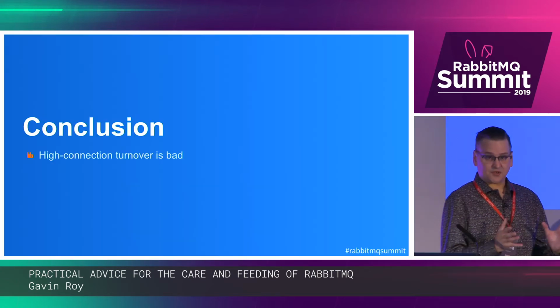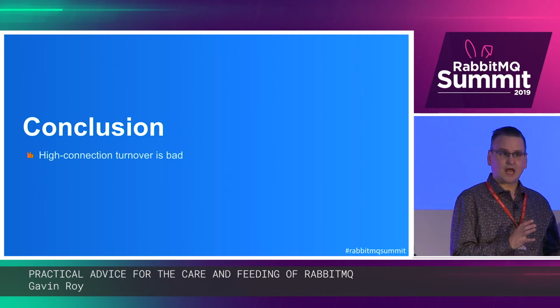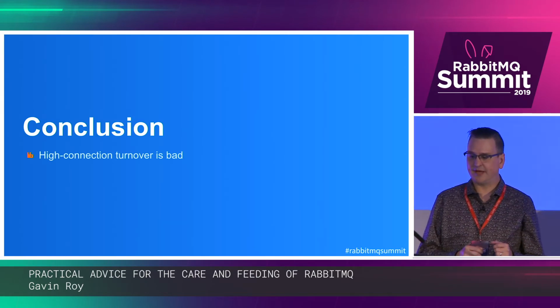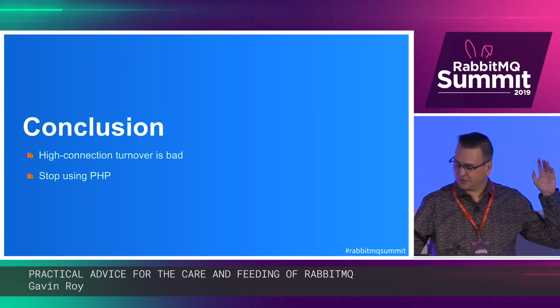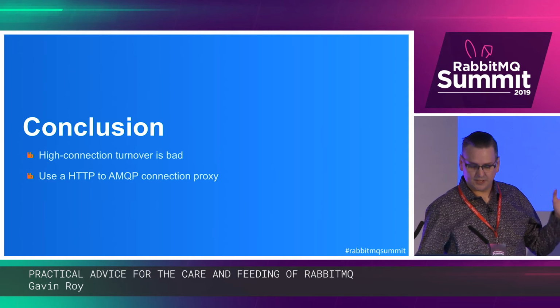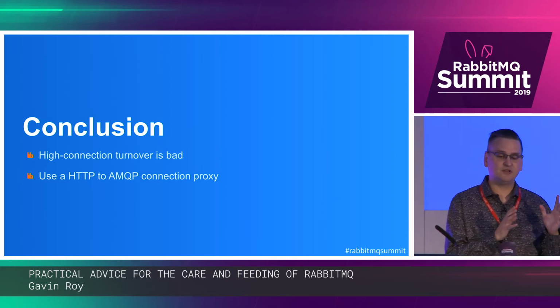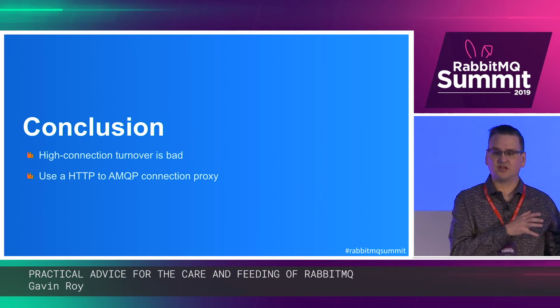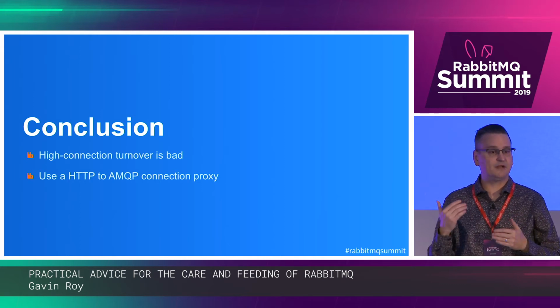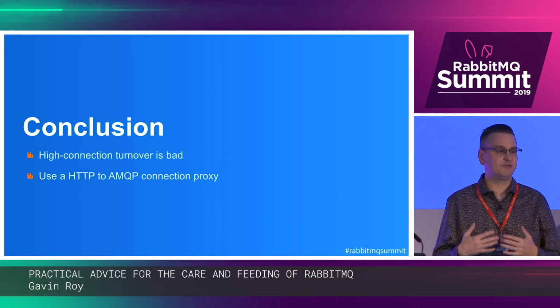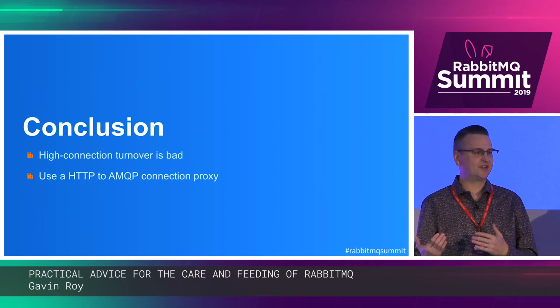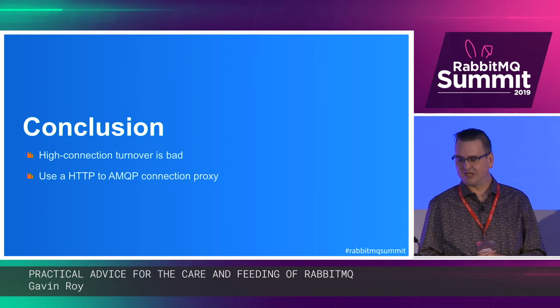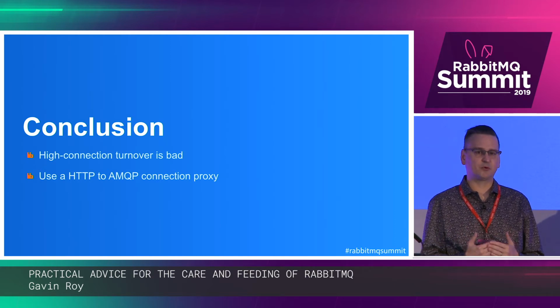And so there was a conclusion that we came up with. High connection turnover in RabbitMQ was bad. That we needed to stop using PHP, well, that really wasn't true. That we needed to use HTTP to AMQP as a proxy. And you'll even find that CloudAMQP offers a similar type of offering built into their product these days for PHP or other environments that have short-lived connections, because it really does impact the performance of your application.